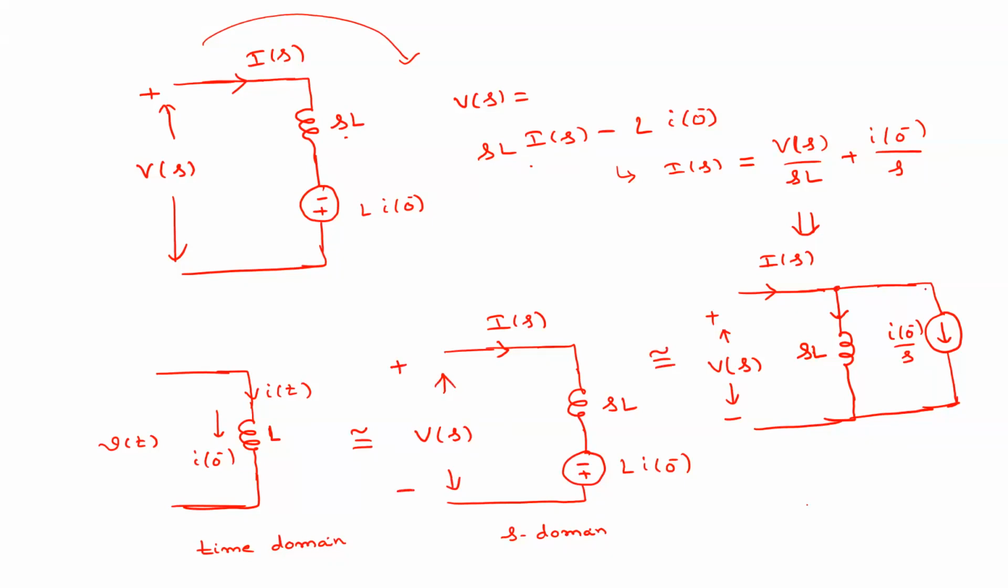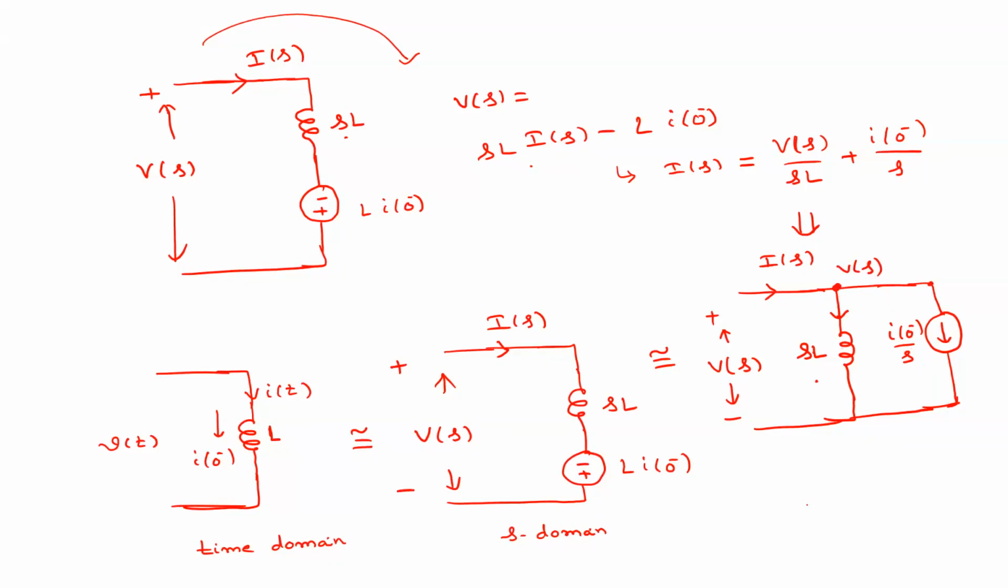If you apply KCL at this node, what you will get? This node voltage is V of S, so V of S by SL plus I of S by S, which is equal to I of S. Understood? So we can straight away apply.